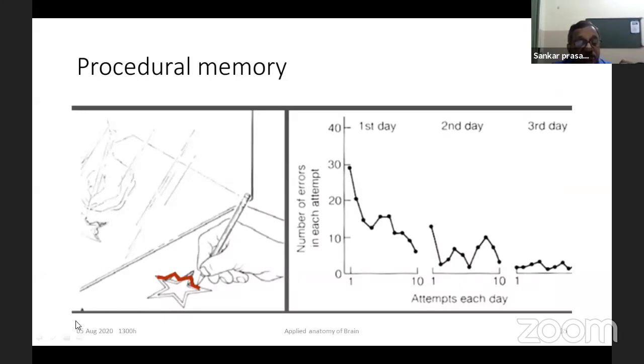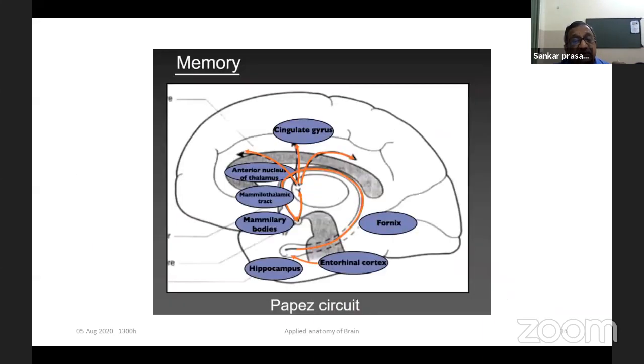So this is very useful in our Alzheimer's disease individuals, where they can be trained. You know swimming, you know cycling, but you don't know how or what areas you're developing. Without knowing it, you can still do it. That's the procedural memory.